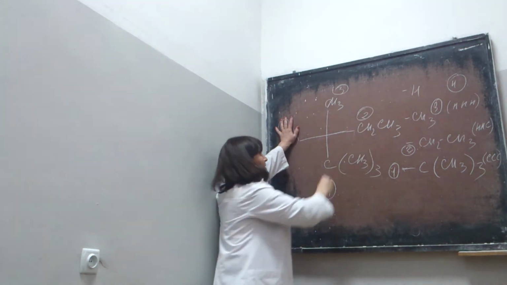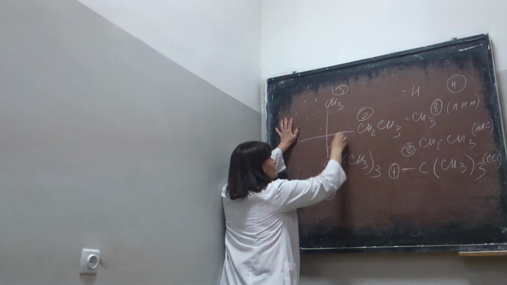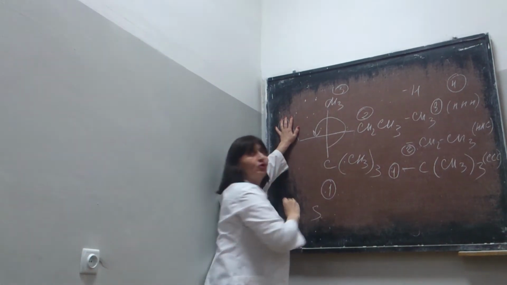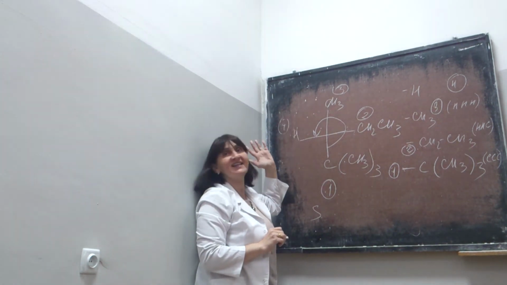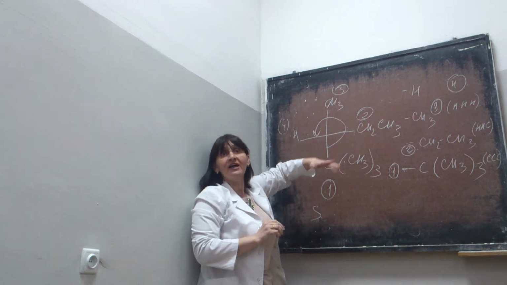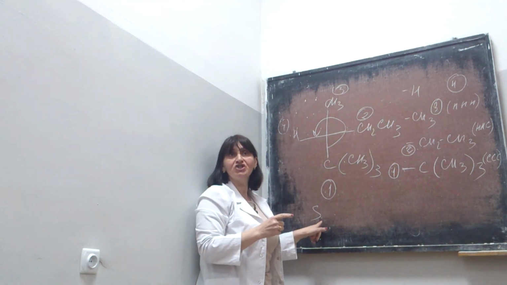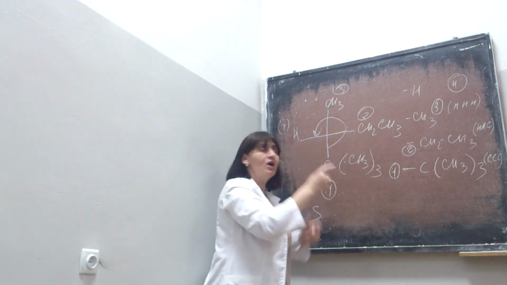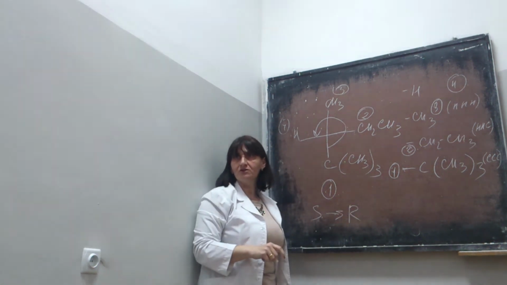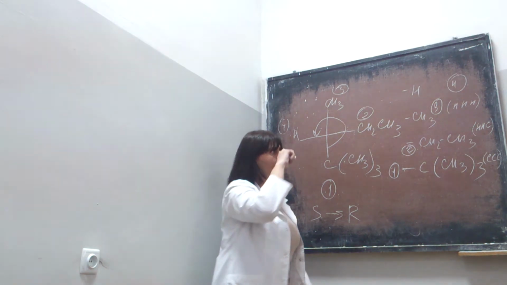From S to R. You can say anti-clockwise. So that will be the same. S. After that, look at this. On the horizontal line, so you have to change this configuration. S into R. So finally, you have R configuration.